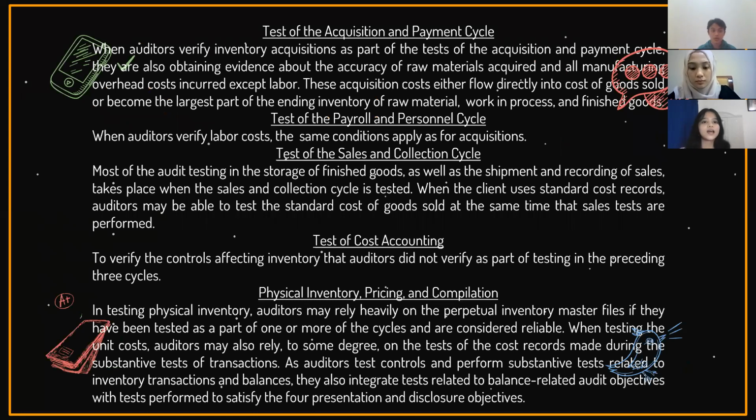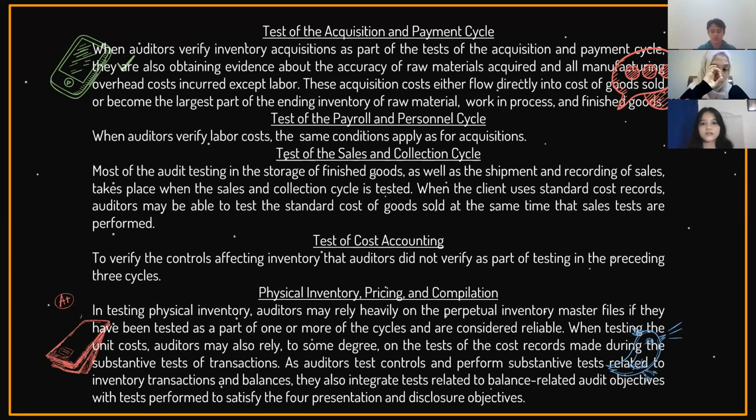Okay. First, test of the acquisition and payment cycle. When the auditors verify inventory acquisition as part of the test of the acquisition and payment cycle, they also obtain evidence about the accuracy of raw materials acquired and all manufacturing overhead costs incurred except labor. These acquisition costs either flow directly into cost of goods sold or become the largest part of the ending inventory of raw material, work in process, and finished goods.